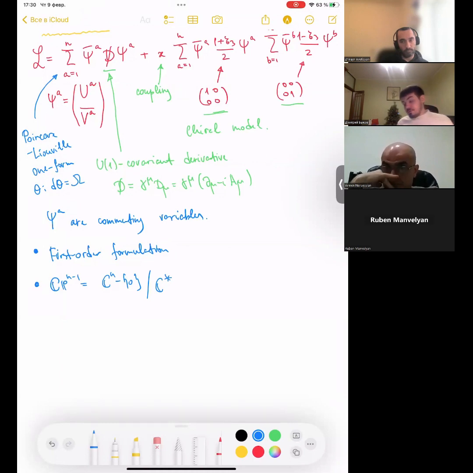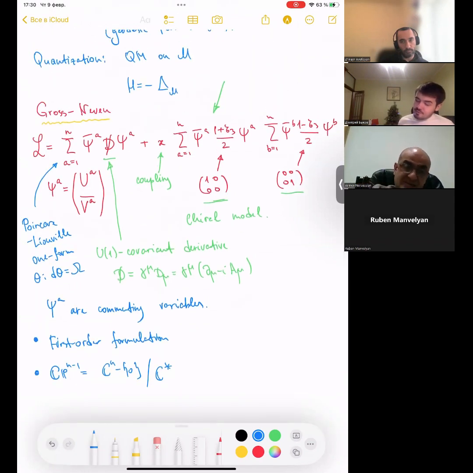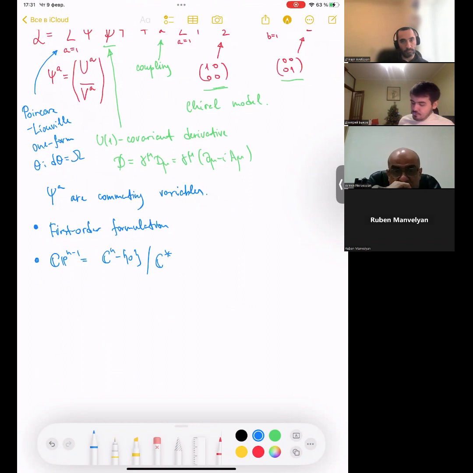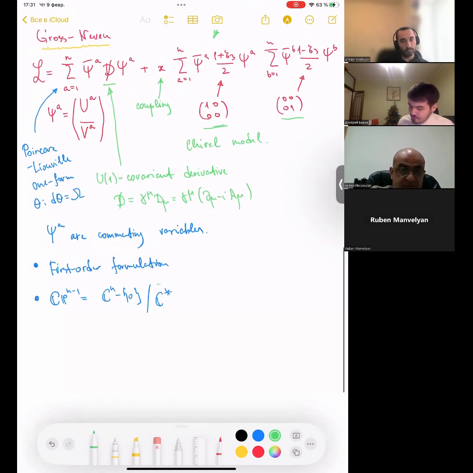Am I right? Right. Yes. Well, I will show now that yes. You also drop some topological term when you do this. But yes, that's almost exactly correct. So I use the first order formulation, and this C^N minus 0 divided by C star. So C star, so the U(1) gauge field is promoted to C star.